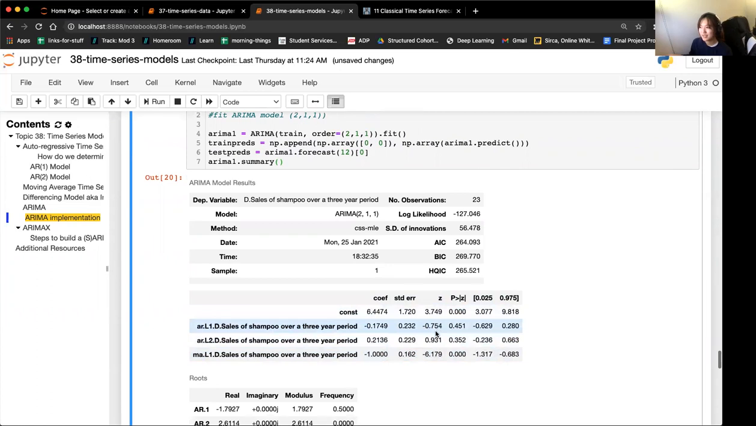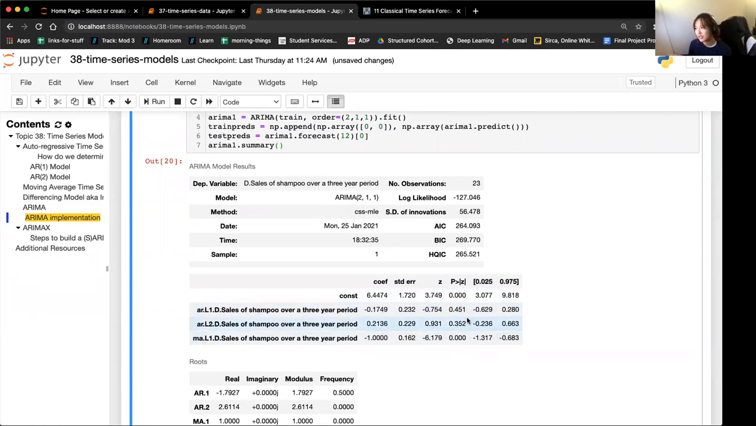But how we interpret this is just the same way as we interpret a linear regression. So basically, if I want to predict the price today, the price today is going to be 6.44 minus 0.17 times the lag yesterday, plus 0.21 of the lag of the price 2 days ago, and then just minus 1 of however much the error was from this model last time. Of course, this MA term is not something that you can get straight away. So everything is going to be built in when they make the predictions, because you would have to take into account all the prior errors as well.